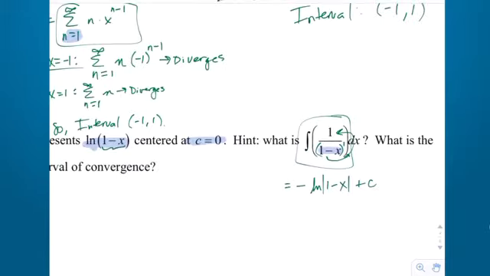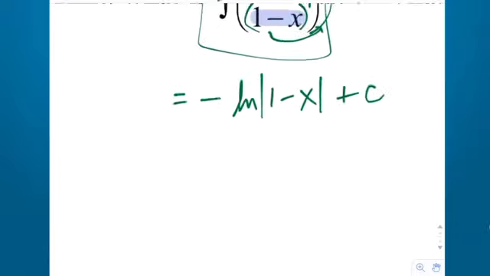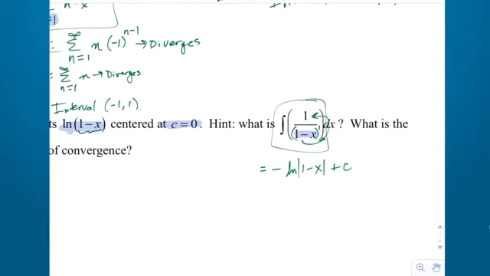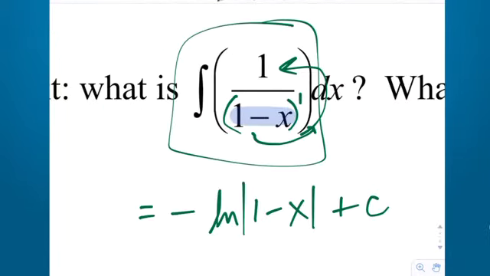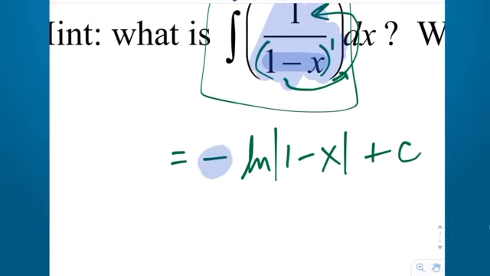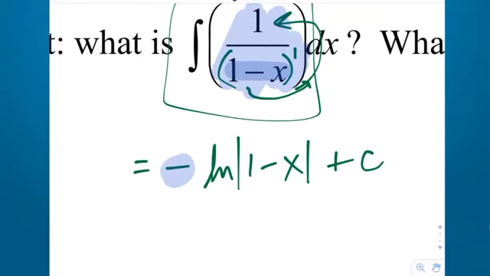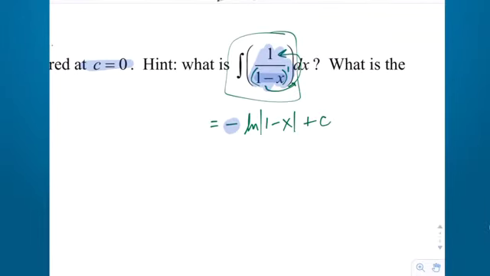So if we're trying to write an expression for the natural log of 1 minus x, and I know that the derivative of this, by the way, the absolute values go away. So what can I do? I can actually, term by term, find the antiderivative of my known geometric series, and then do what to make it negative? Just change all the signs. Okay, so let's do that.